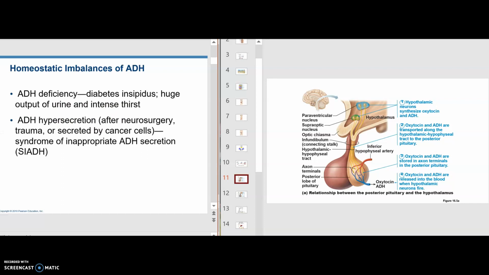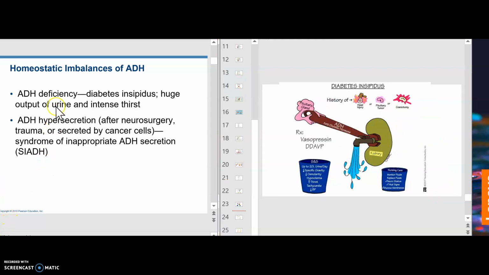Okay, let's go further. Homeostatic balance of ADH, diabetes insipidus, and the syndrome of inappropriate ADH secretion. Okay, class, as we alluded to, some homeostatic imbalances, pathophysiology involving ADH. Here are two diametrically opposite conditions involving ADH. One is where there's not enough ADH, and the other where there's too much.